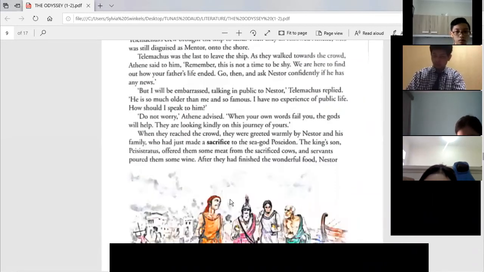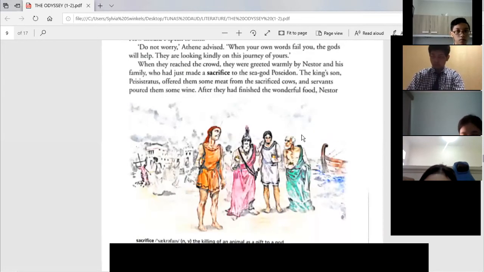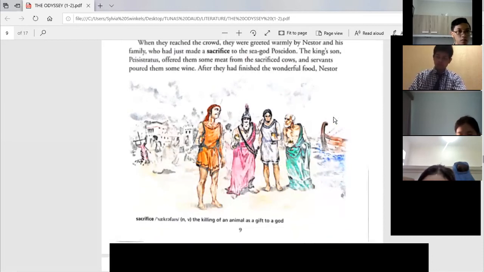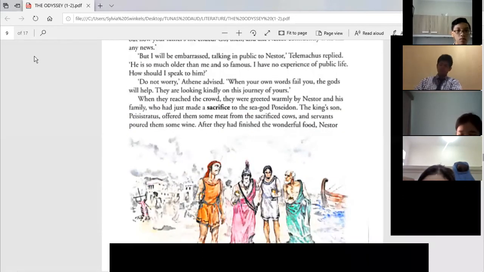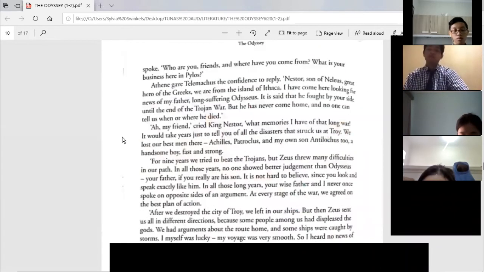When they reached the crowds, they were greeted warmly by Nestor and his family, who had just made a sacrifice to the sea god Poseidon. The king's son, Pisistratus, who would call a kid that? Pisistratus offered them some meat from the sacrificed cows, and servants poured them some wine. And after they had finished the wonderful food, Nestor spoke. Okay, I'd like Ian to continue reading.